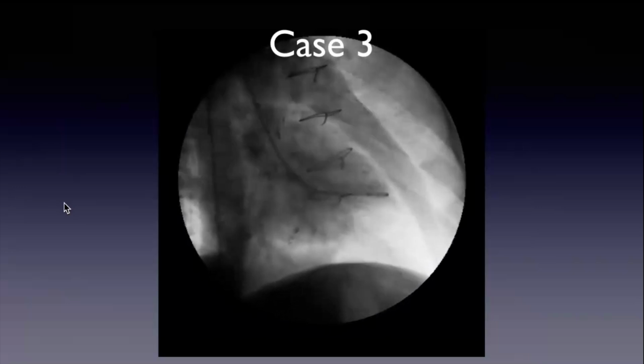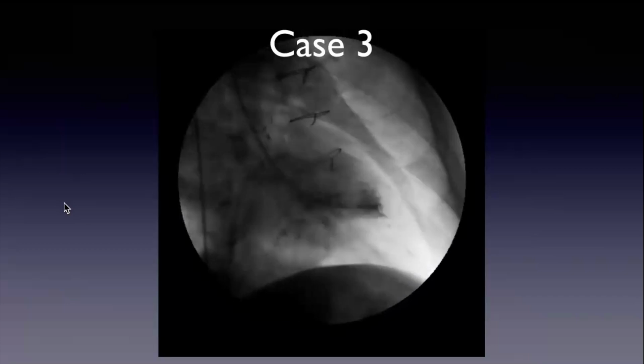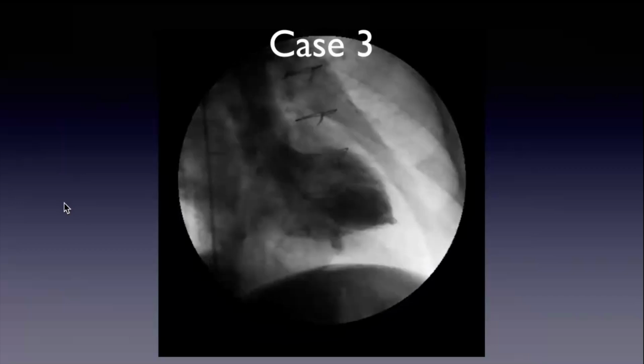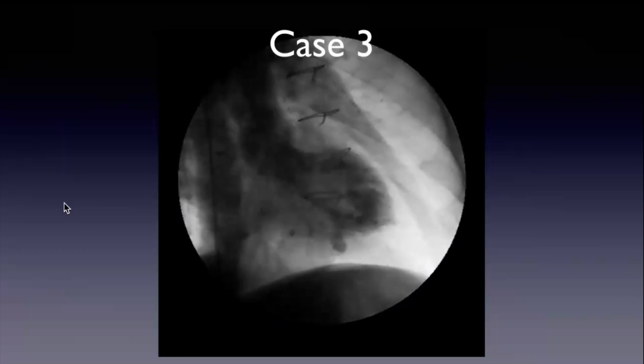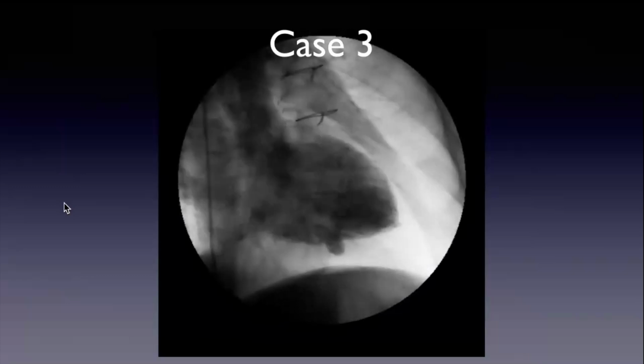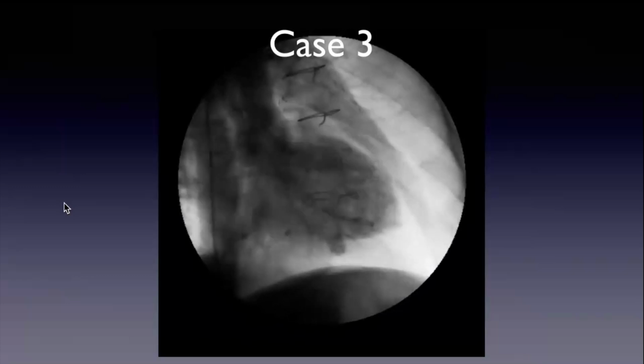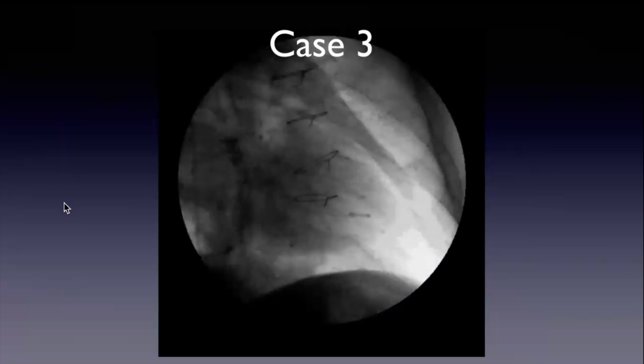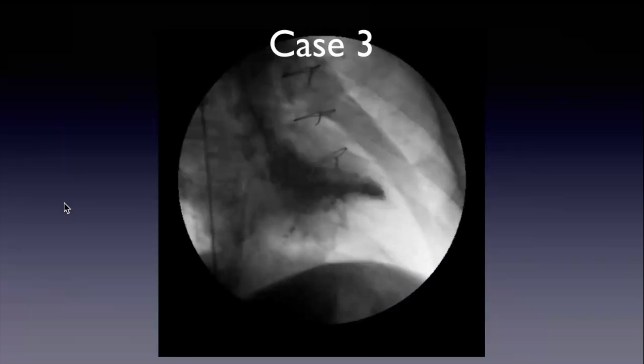How often do you see an LV angiogram done with a pigtail catheter versus the right coronary catheter? It's like 90% right coronary catheter, 10% pigtail catheter. That's right. And with the right coronary catheter, you don't get good opacification of the left ventricle. You really don't. So this is actually with a pigtail catheter.